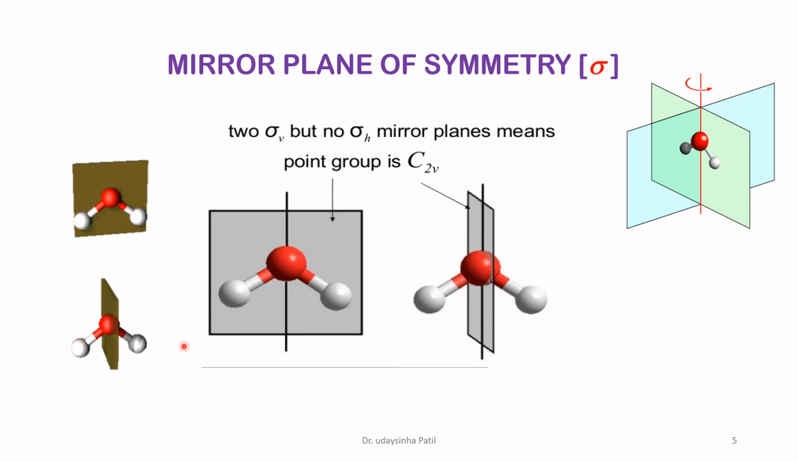Here is another diagram. When you cut the molecule horizontally, or perpendicular to the C2 axis, this is our C2 axis, and when you cut in this way, the molecule is cut into two parts, but they are not equal, because on one side there are two hydrogen atoms, and on the other side there is no hydrogen atom. Therefore, there is no mirror image. Therefore, the perpendicular plane is not observed in the H2O molecule.